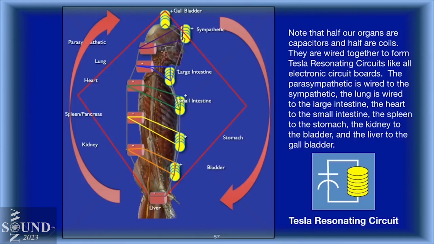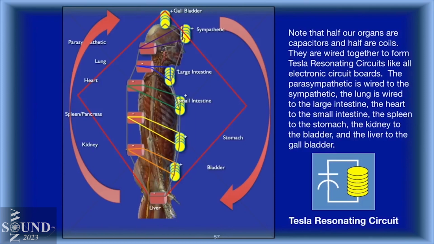So the parasympathetic is always wired to the sympathetic, the lung is always wired to the large intestine, the heart is always wired to the small intestine, the spleen is always wired to the stomach, the kidney is always wired to the bladder, and the liver is always wired to the gallbladder.